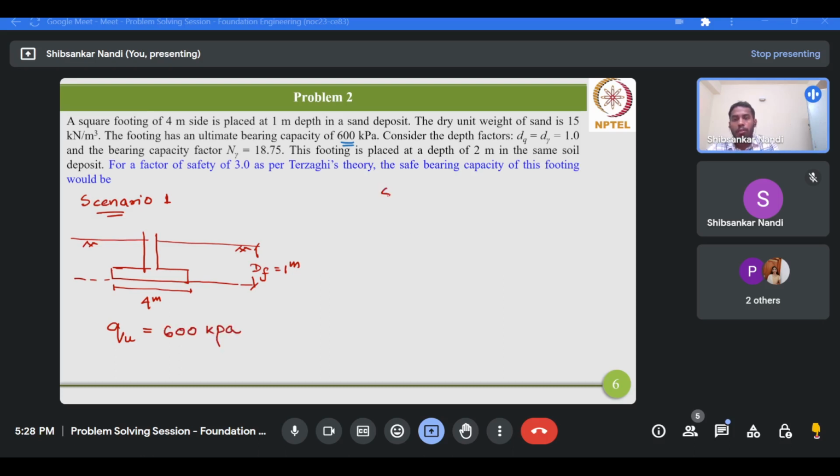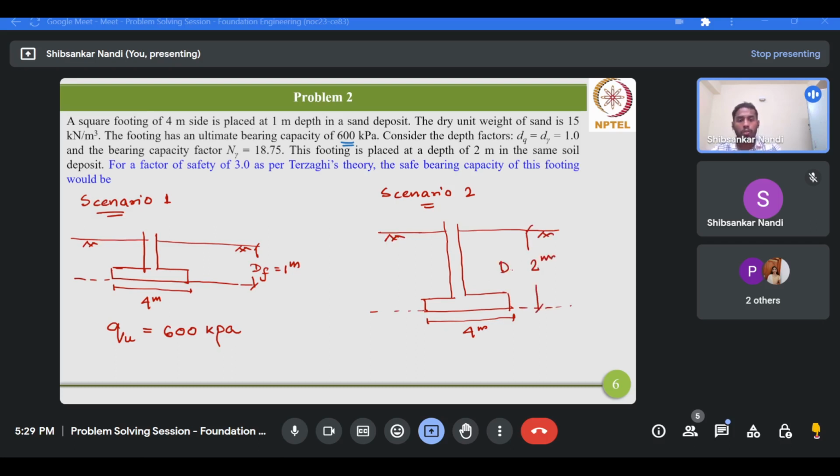Okay, now coming to scenario 2, now the same footing of size 4 meter, square footing obviously. Now the depth of foundation is basically increased twice. Okay, so first it was 1 meter, now it's increased to 2 meter. So you have to now calculate the safe bearing capacity as per Terzaghi's theory.